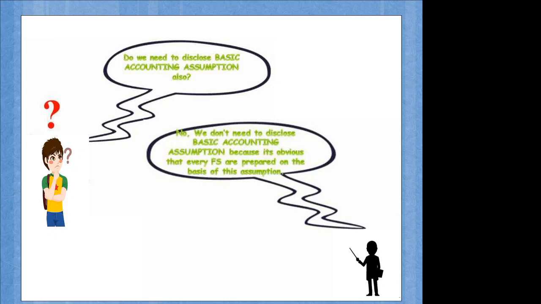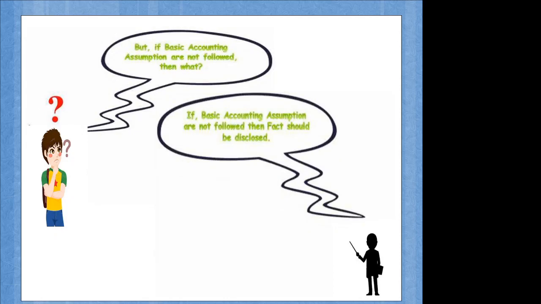Okay, so do we need to disclose these basic accounting assumptions of going concern concept, consistency, and accrual basis concept? No, we don't need to disclose basic accounting assumptions because it is by default. It is assumed that financial statements are prepared on the basis of these basic accounting assumptions. So there is no need to disclose these accounting assumptions. But we assume that there is a liberty given to every business organization to use the appropriate accounting policy.